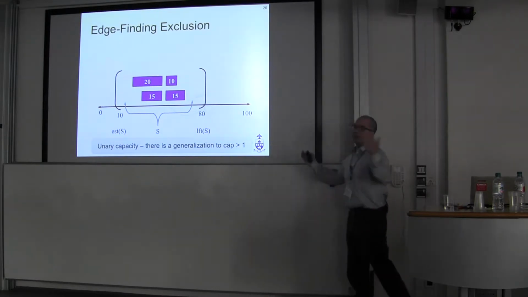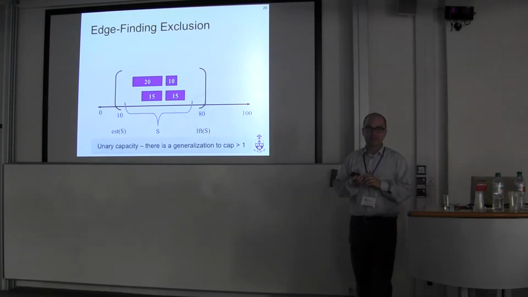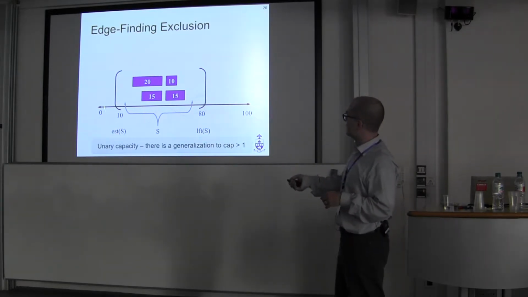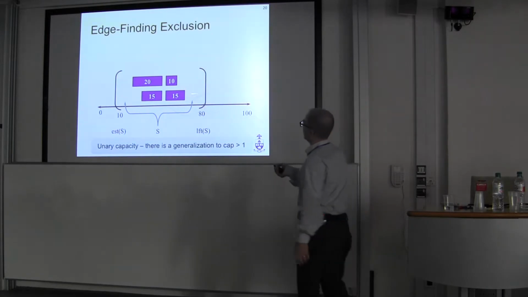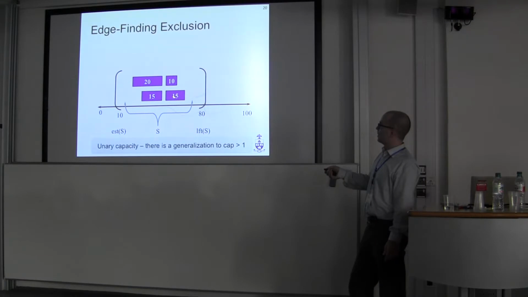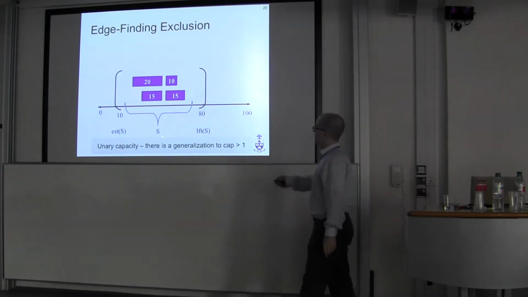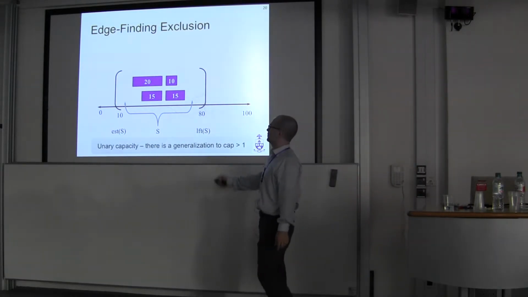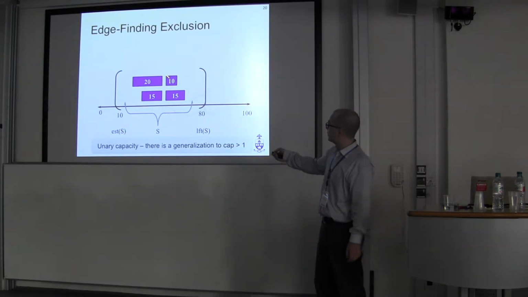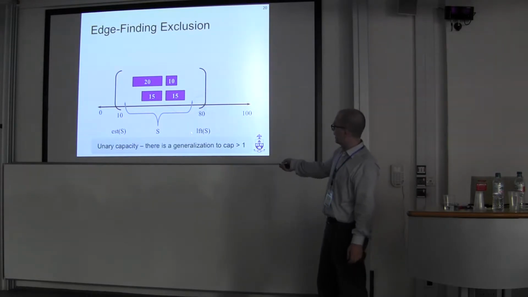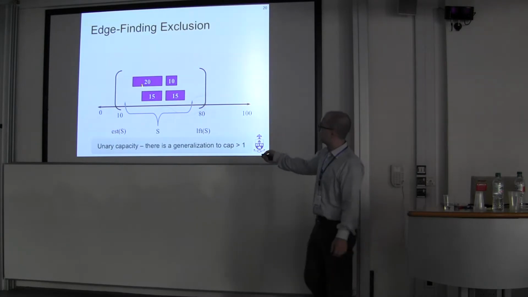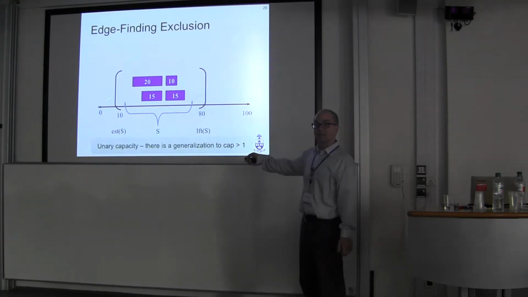So here's an example of one of the most important propagation algorithms, inference algorithms. We're going to talk about the unary capacity resource. So everything here has to be sequenced. This is a set of activities called S. These numbers represent their durations. EST_S is the minimum of the earliest start times in S. That means the minimum earliest start time of all these activities is 10. LFT is the latest finish time of S. So that means all of these have to be scheduled between 10 and 80.